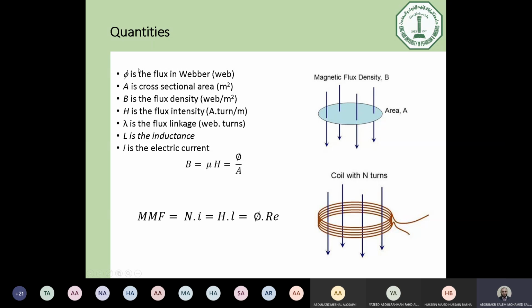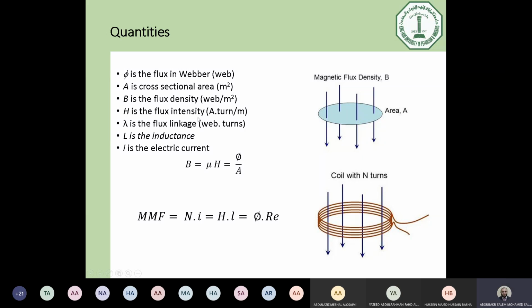So if we have flux lines phi, which is called the flux and measured in Weber, and we have a magnetic material that is going to be used to carry this flux or to collect the flux, and this material has cross-section A, we will have a magnetic flux density equal to B, where B equals phi divided by A.